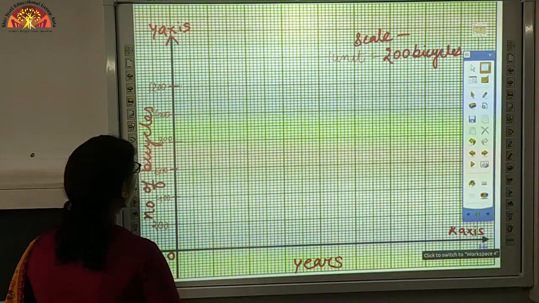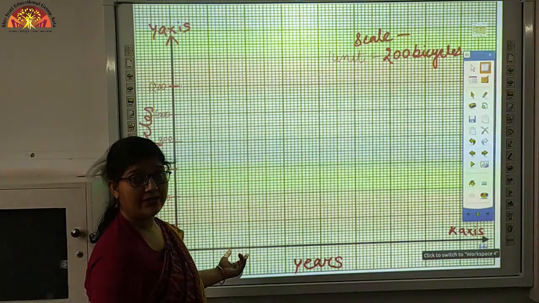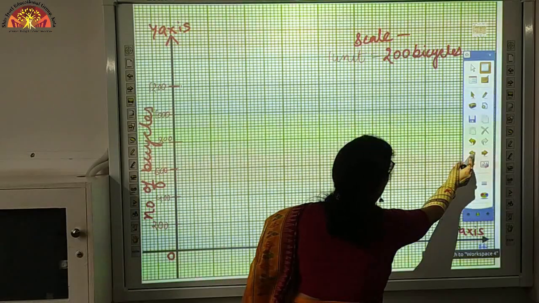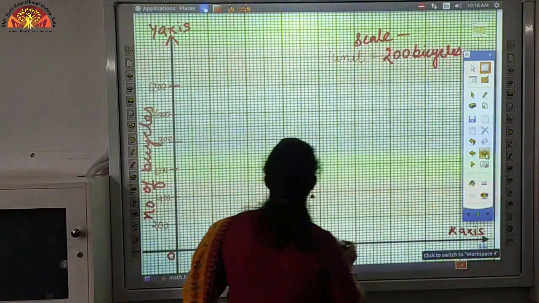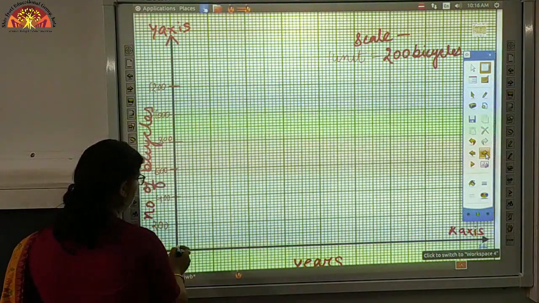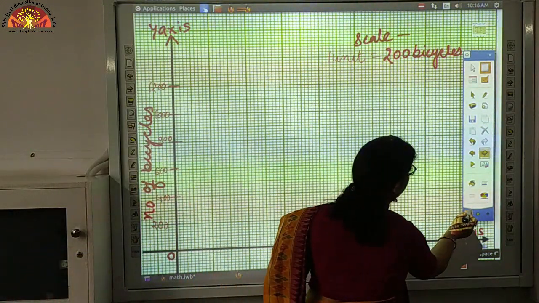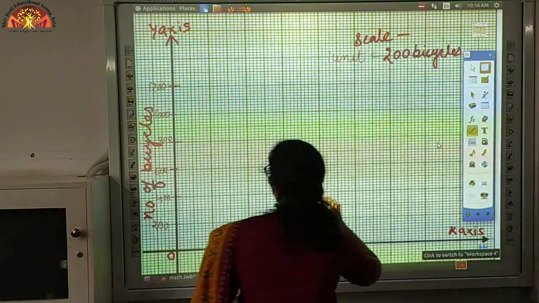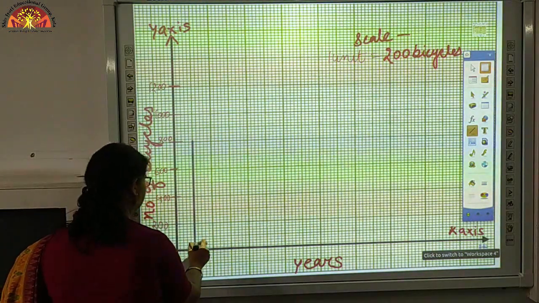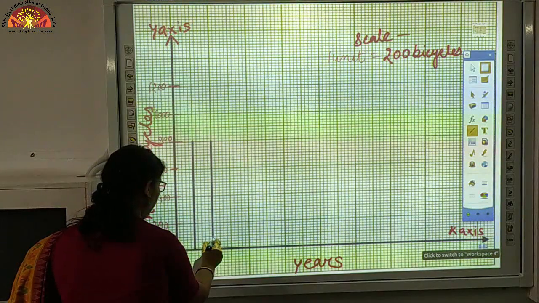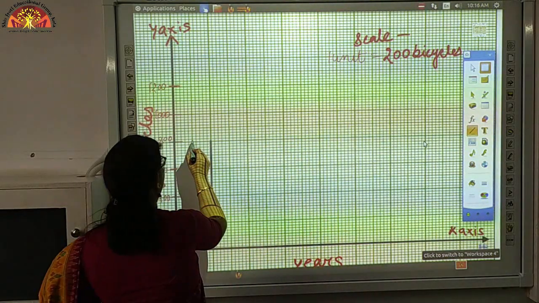Now in the bar graph we have equal space between the bars. So we draw first, in 1998 we have 800 bicycles. Where does 800 come? So we draw from here, 800. It comes here. We draw a vertical line like that. With the help of a scale you draw, and the pencil should be sharpened and mark properly.